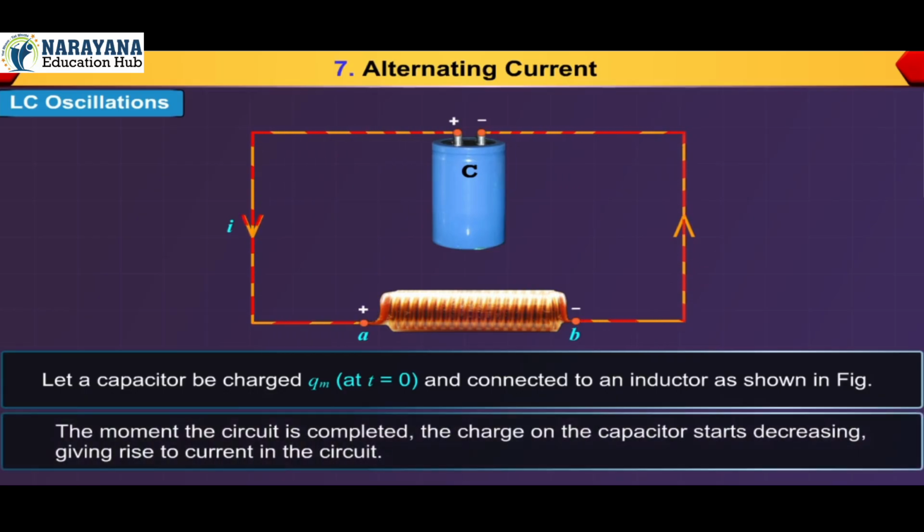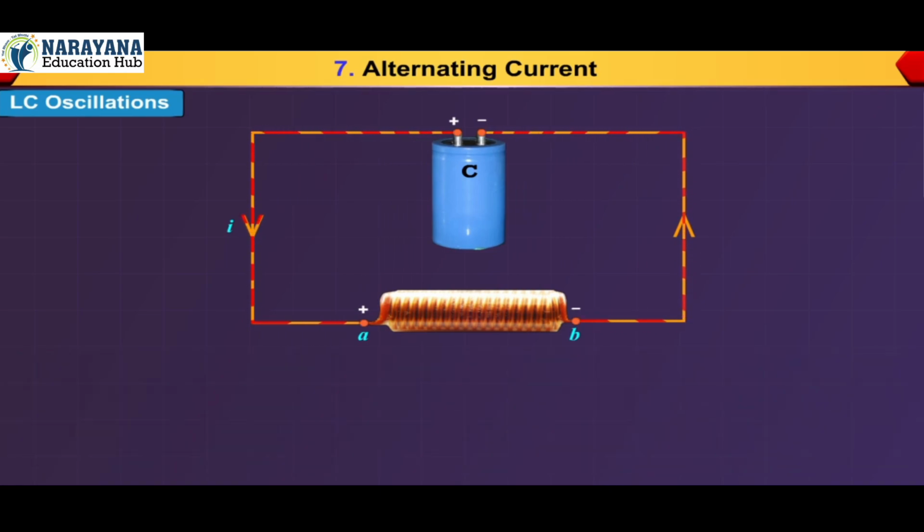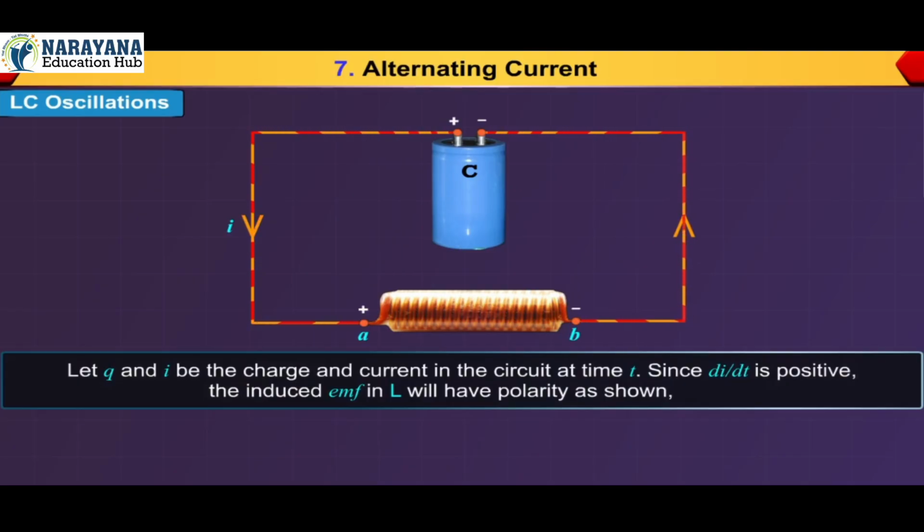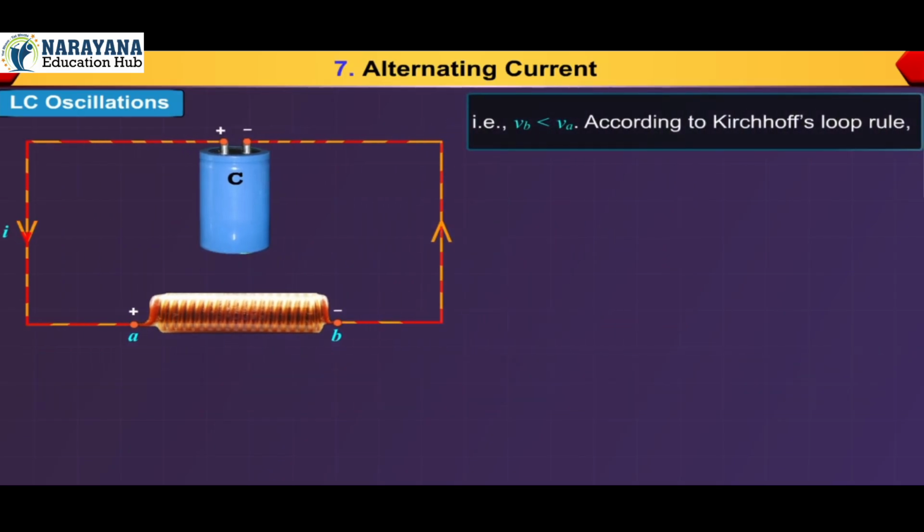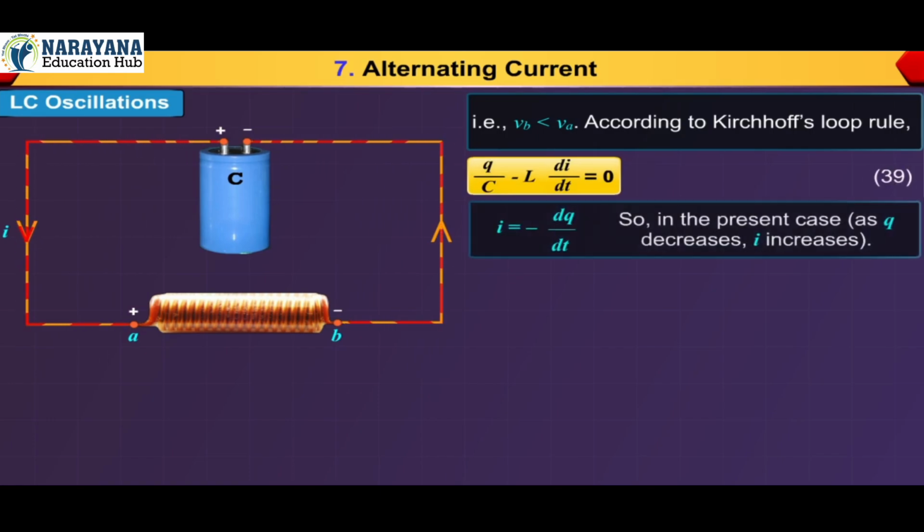figure. The moment the circuit is completed, the charge on the capacitor starts decreasing, giving rise to current in the circuit. Let Q and I be the charge and current in the circuit at time t. Since di upon dt is positive, the induced electromotive force in L will have polarity as shown, that is, Vb is less than Va according to Kirchhoff's loop rule. Q upon C minus L di upon dt is equal to 0, equation 39. I is equal to minus dq upon dt.